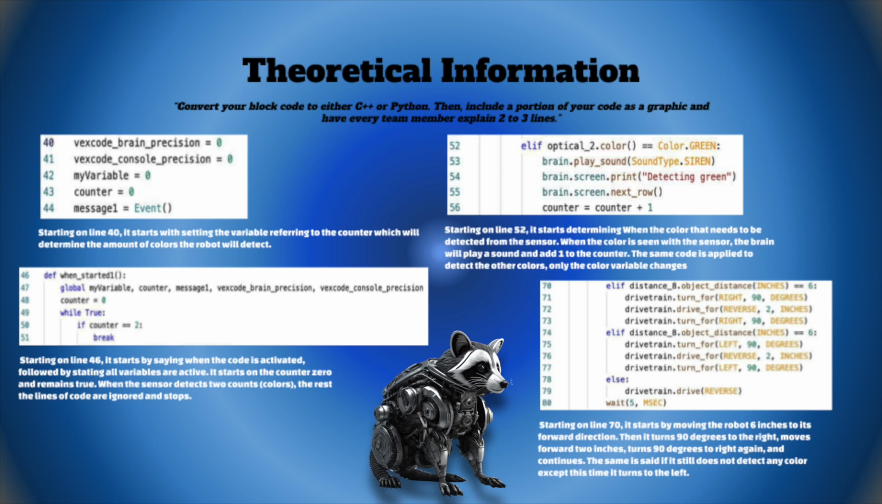Starting on line 70, it starts by moving the robot 6 inches to the forward direction. Then, it turns 90 degrees to the right, moves forward 2 inches, turns 90 degrees to the right again, and continues. The same is said if it still does not detect any color, except this time it turns to the left.